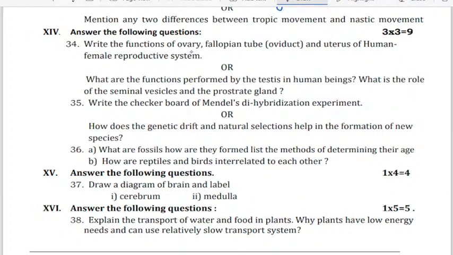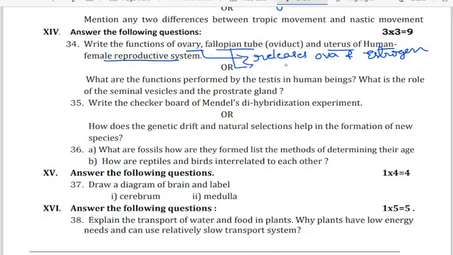Write the functions of ovary, fallopian tube and uterus of the human female reproductive system. What is the function of ovary? The ovary releases the ova and also the hormone called estrogen. What is the function of fallopian tube, children? Fallopian tube is called the site of fertilization. That means fertilization takes place in the fallopian tube. It is also called oviduct.